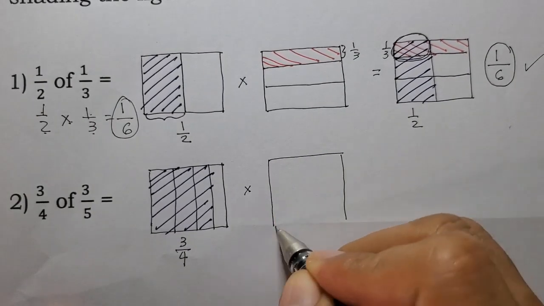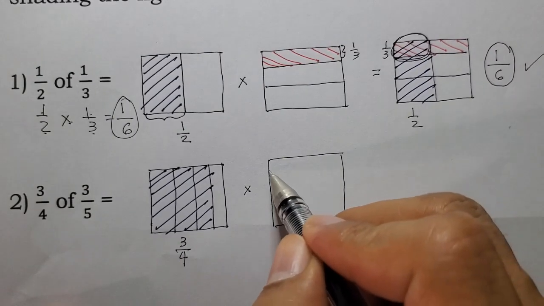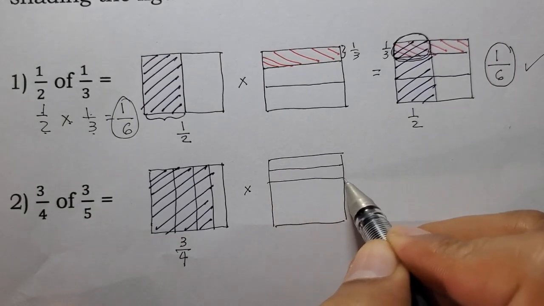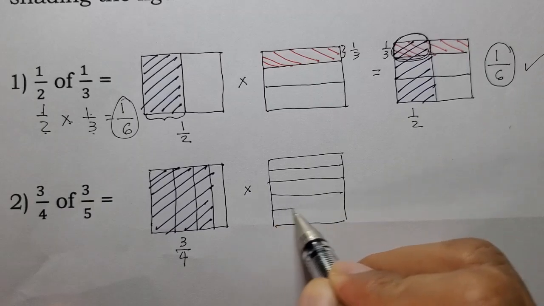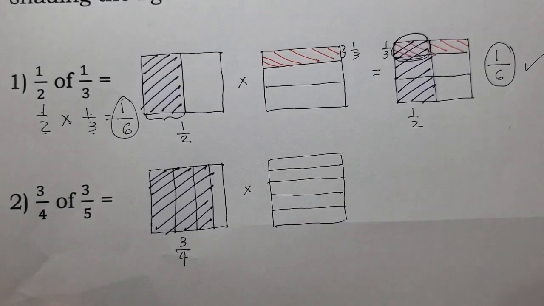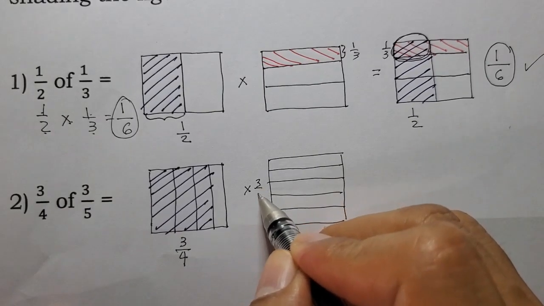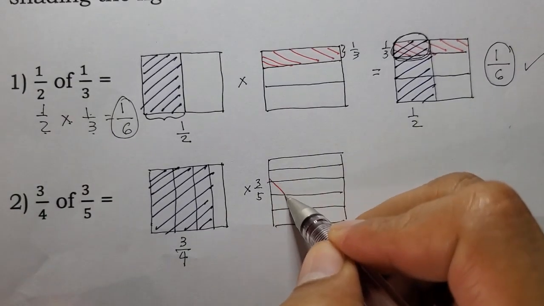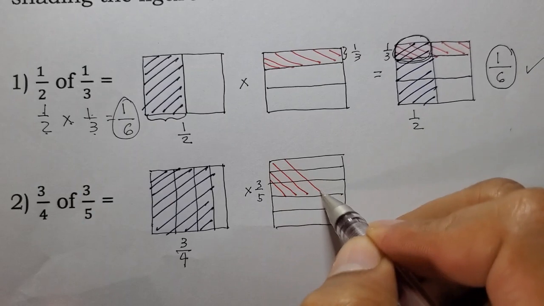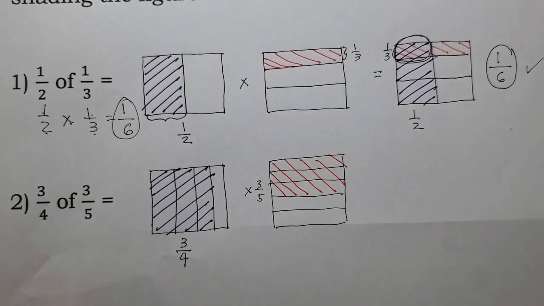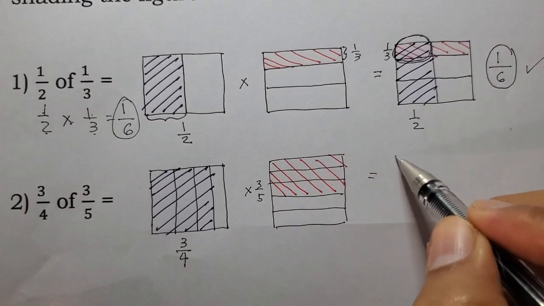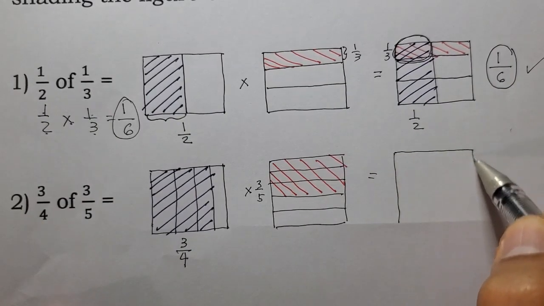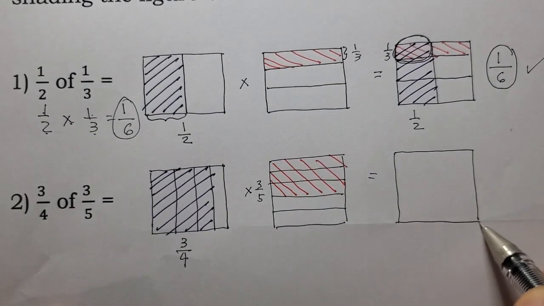And of course, I will divide the width now into 5 equal parts. 1, 2, 3, 4, 5. Okay? Then I will have to show 3/5. So when I say 3/5, I will just shade 3 parts out of 5. That's 3/5.